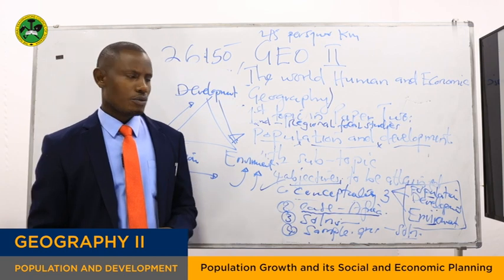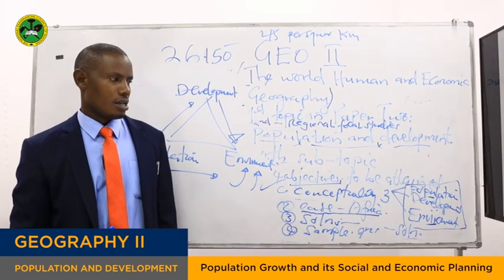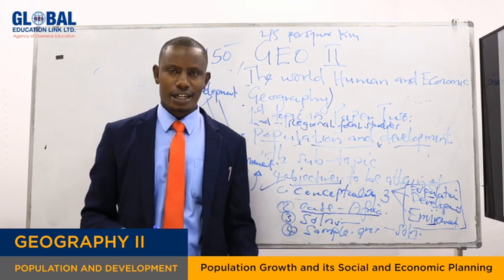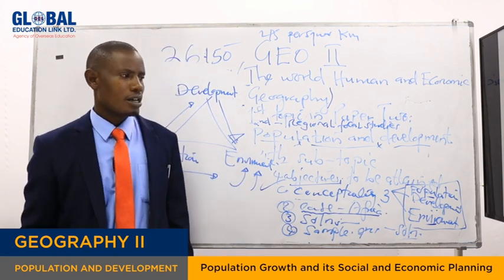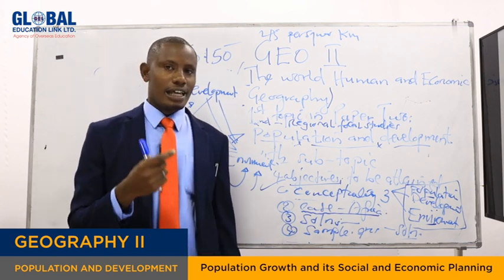The fifth one, which is another problem, is the limited, and sometimes lack of, social services like education, health, clean water, and decent housing facilities, despite the government's efforts of spending a lot of money providing those facilities, but the situation is still the same. This is due to the persistence of a high birth rate, which is the key issue within the population policy. A good example can be cited from some parts of Burundi. Take an example of Kenya, take an example of Rwanda. For the case of Rwanda, I have paid a visit over there. They have a live example.